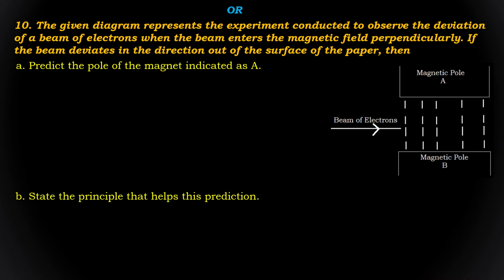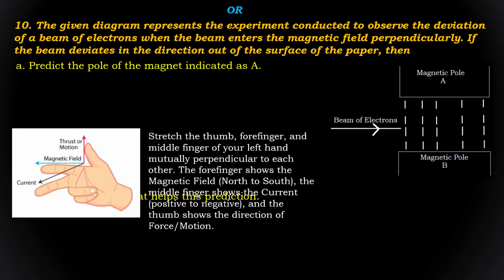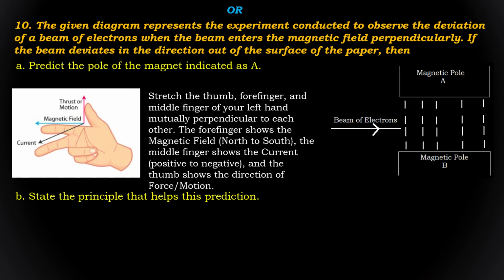To answer this, we have to use Fleming's left hand rule. So I've just stated Fleming's left hand rule. What it tells is, stretch the thumb, forefinger and middle finger of your left hand mutually perpendicular to each other. The forefinger shows the magnetic field north to south. The middle finger shows the current positive to negative and the thumb shows the direction of the force. Now to answer this particular question, I'll first go with B and then I'll go with A because the answer B is going to provide the complete answer for this.